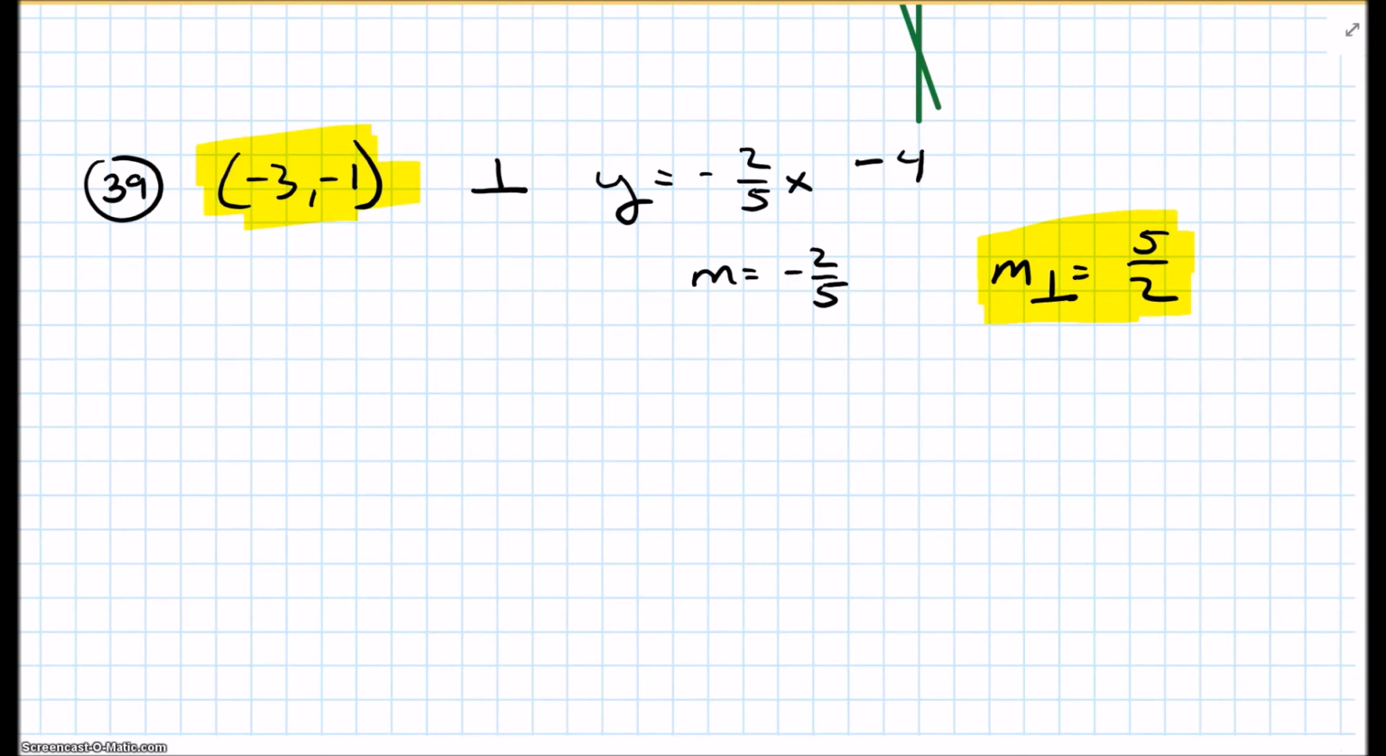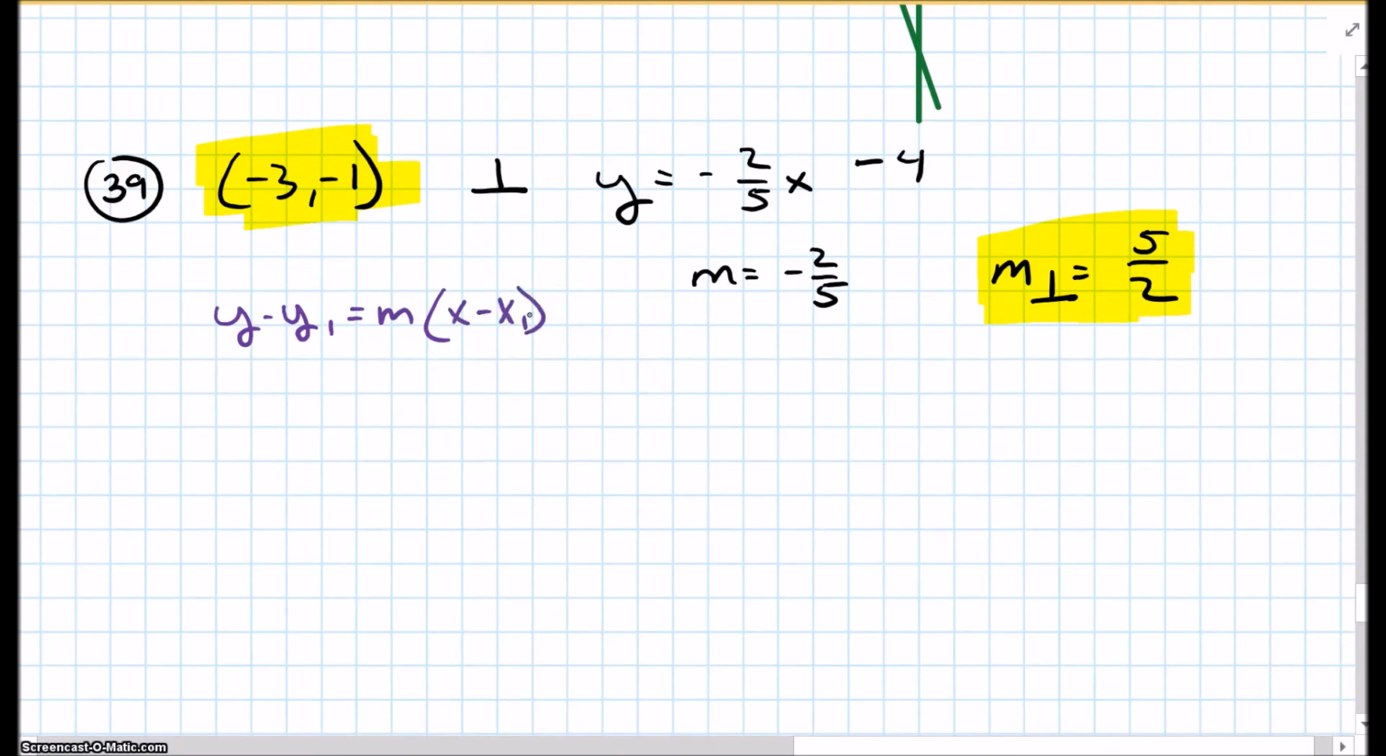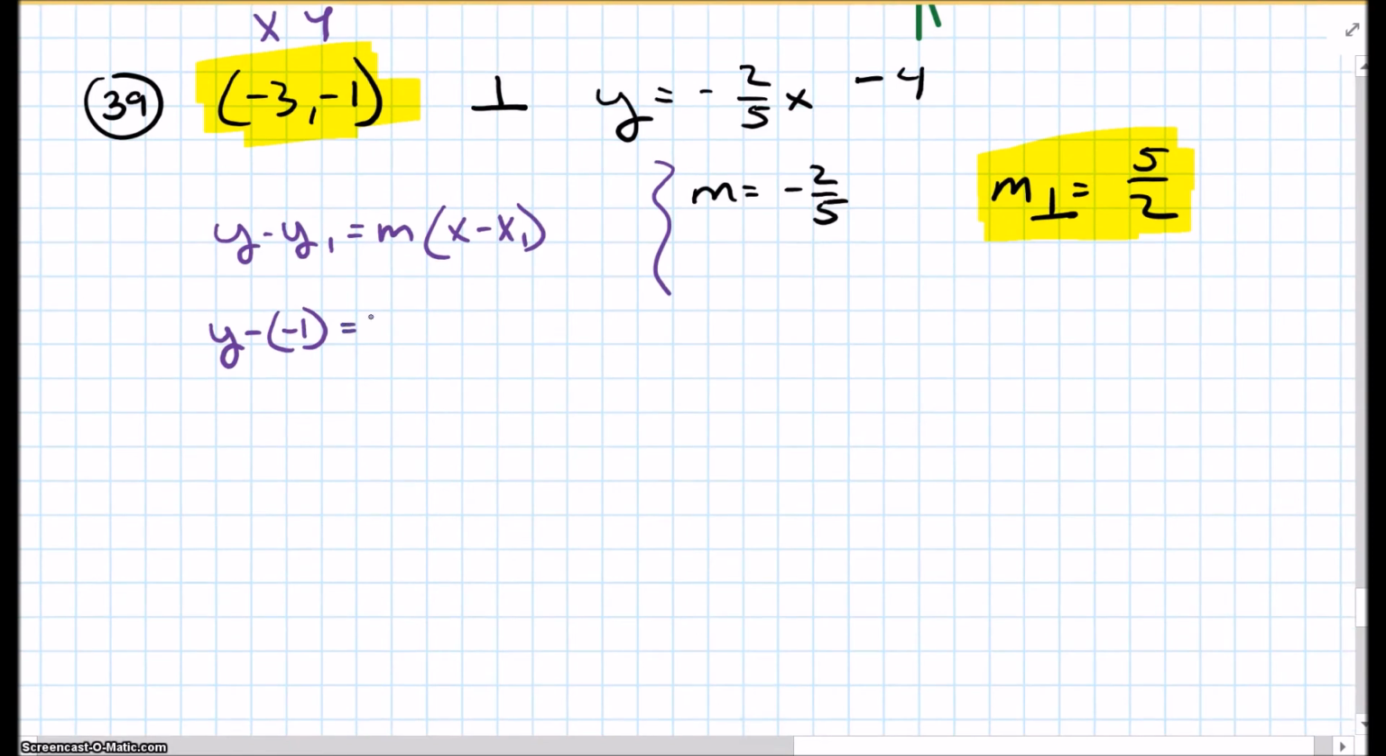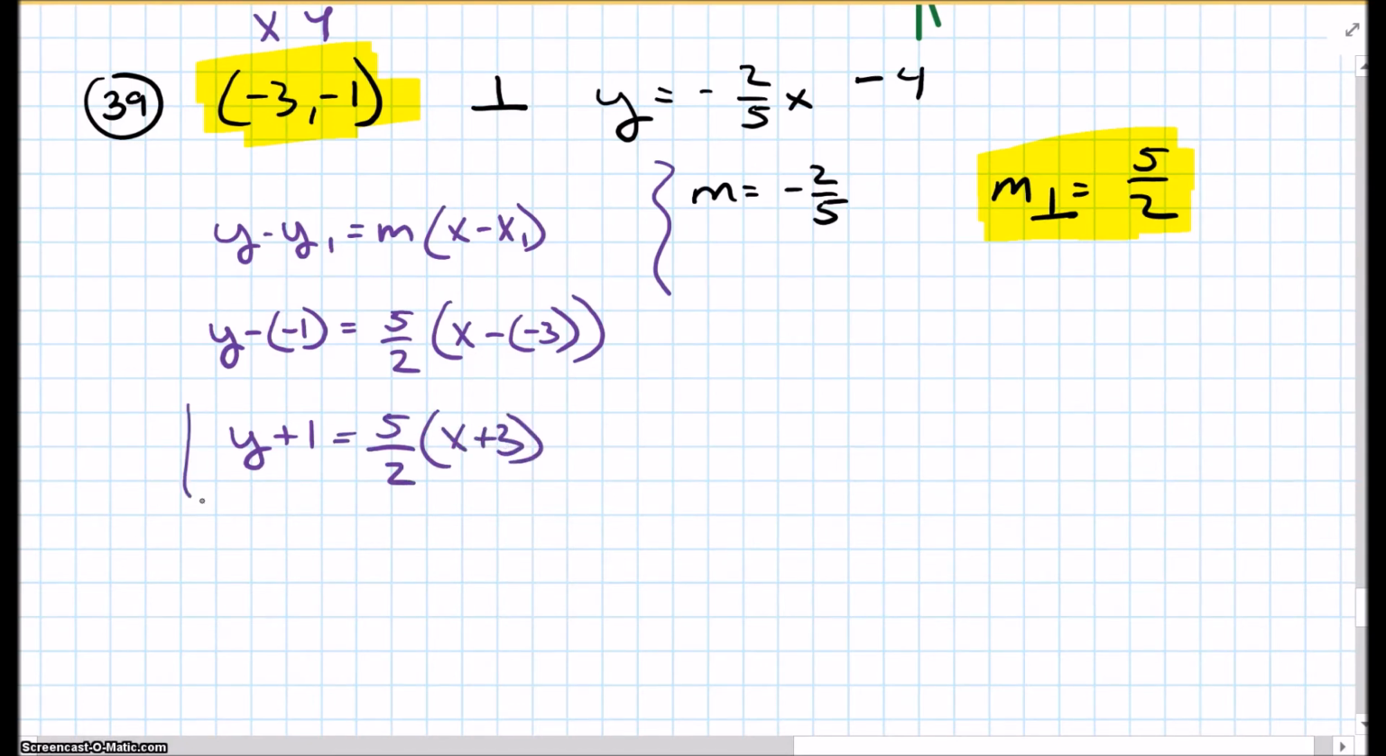So again, we can go back to our point-slope form: y minus y1 equals m times (x minus x1). Now we just plug in: y minus negative 1, remember, that's your x and y values, equals 5 over 2 times (x minus negative 3). So it's going to become y plus 1 equals 5 over 2 times (x plus 3). So there's my equation in point-slope form.